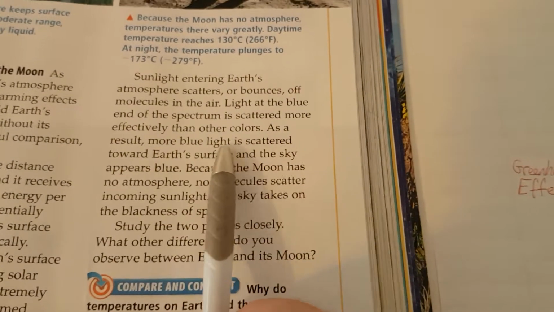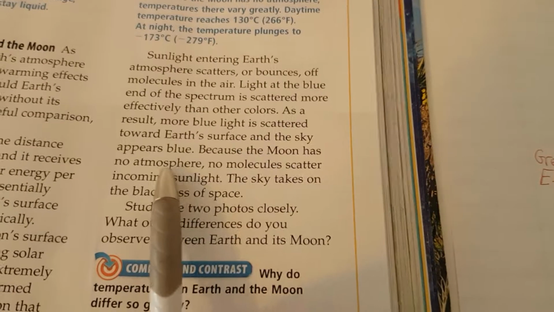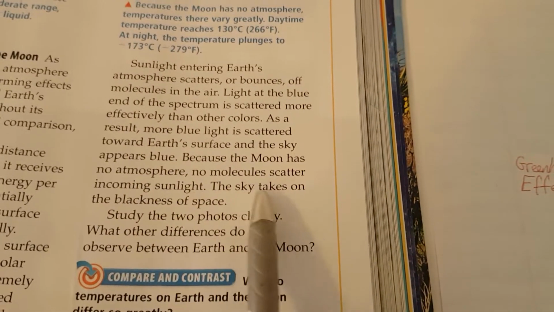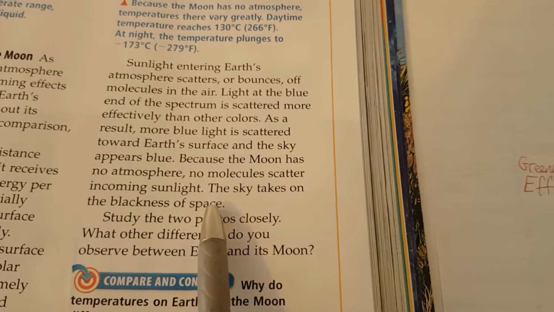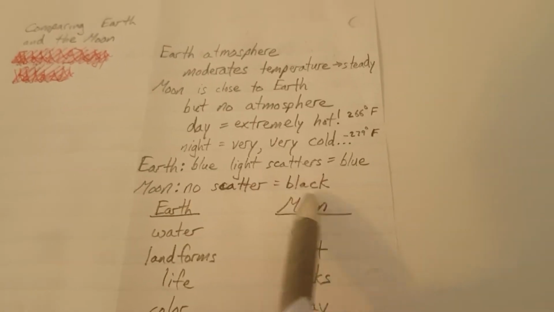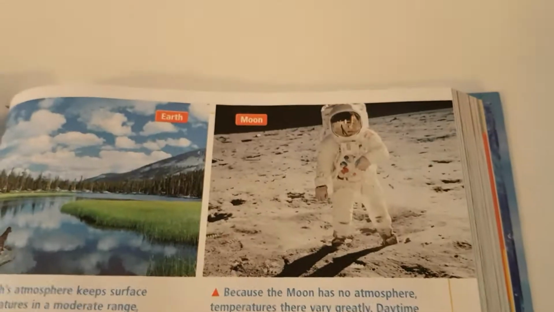Because the Moon has no atmosphere, no molecules scatter incoming sunlight. The sky takes on the blackness of space. So that's why we put blue light scatters for Earth equals blue, and for the Moon we put no scatter equals black. Study the two photos closely. What other differences do you observe between Earth and its Moon?